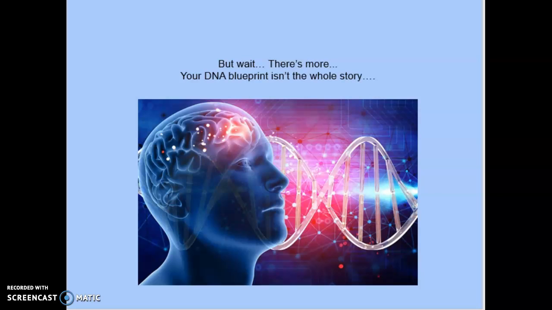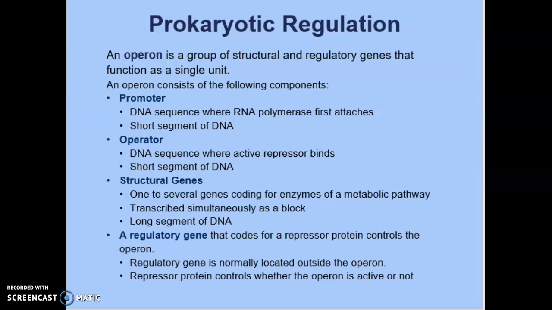Let's look at how that works within our body, and we're going to start with a very simple model in prokaryotic regulation. Remember, prokaryotes do not have a nucleus. They have circular DNA, and it's much simpler. So let's start there. We're going to look at something called an operon.